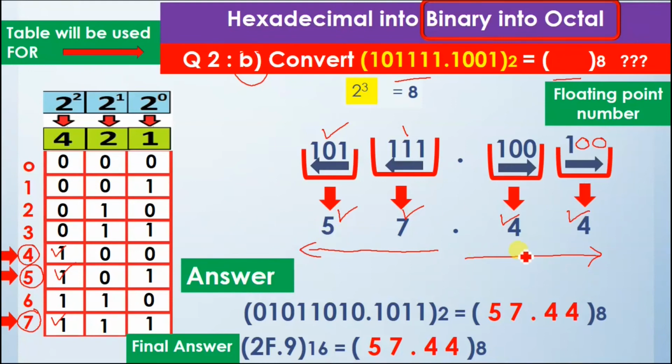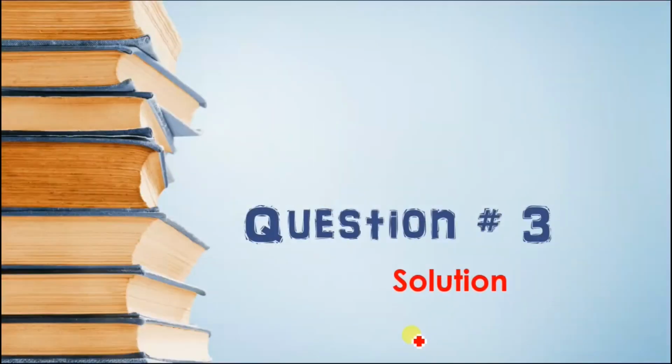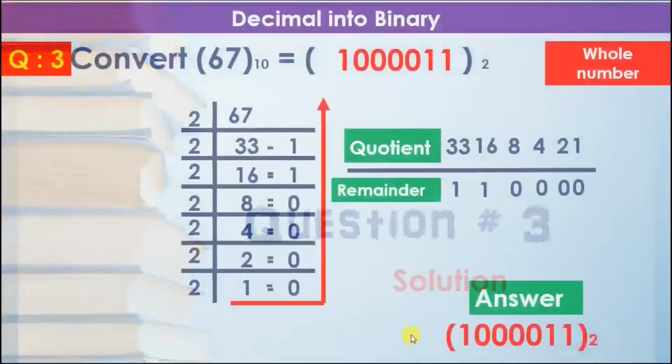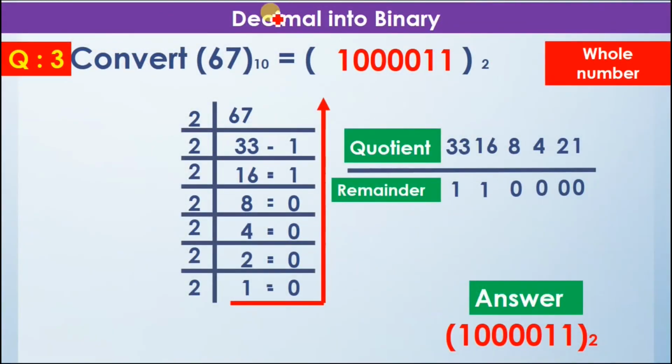Next we will combine these values to calculate our final answer, that is 57.44. So this binary number is equal to 57.44 in octal, or in other words we can say that the number 2F.9 in hexadecimal is equal to 57.44 in octal. As we know, first of all we converted this hex number into binary and then the binary number into this octal number.